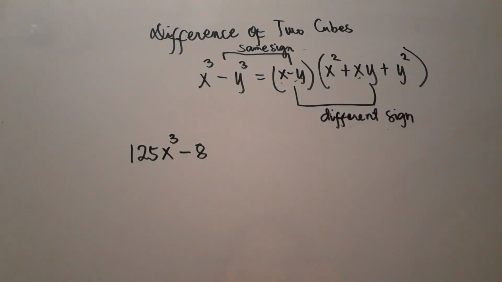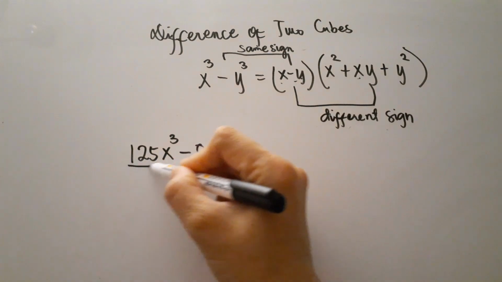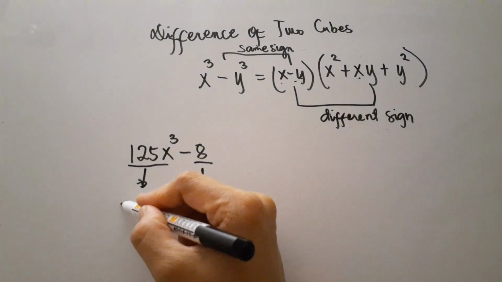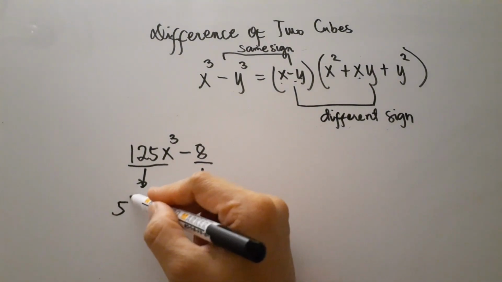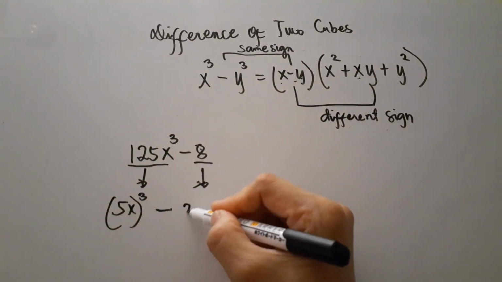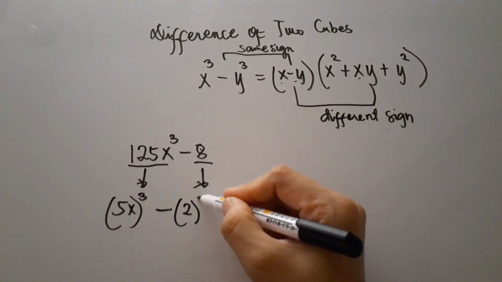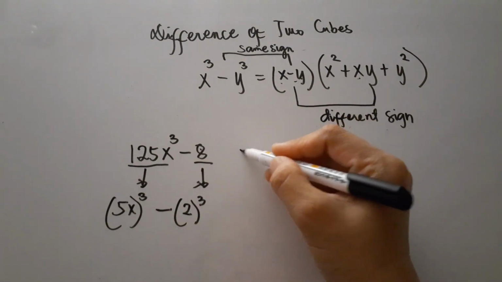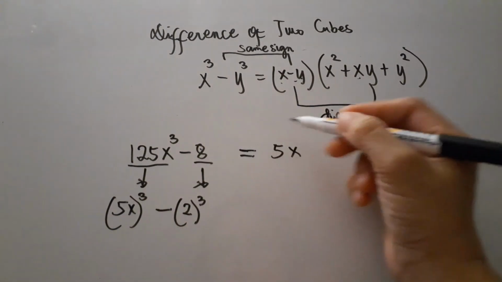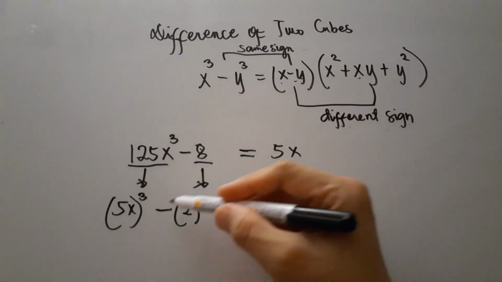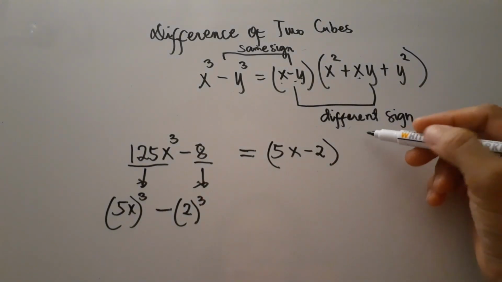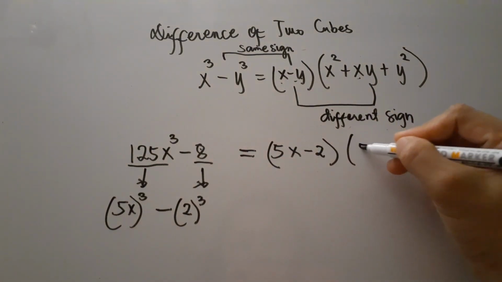And let's have another example, 125x cubed negative 8, where we can have a factor of 125x cubed, which is 5x to the power of 3, then 2 raised to the power of 3. Then let's have 5x negative 2. Copy this one, so negative 2. This is our first term, first binomial, and we can have the trinomial.